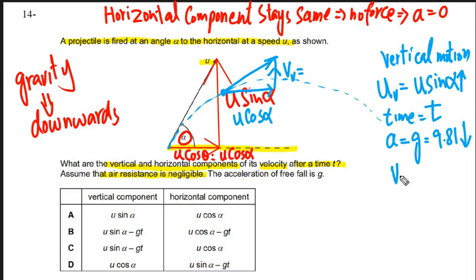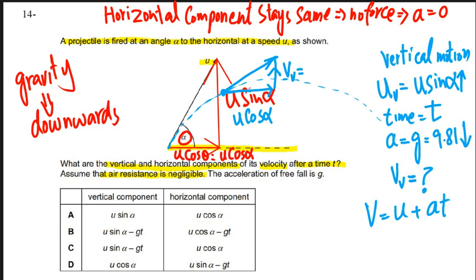Now what we need to find? We need to find the velocity after time t. This is what we need to find. Now as you can see here, u is given, t is given, a is given. Simply we can use v is equal to u plus at.